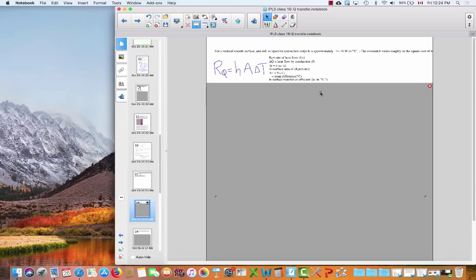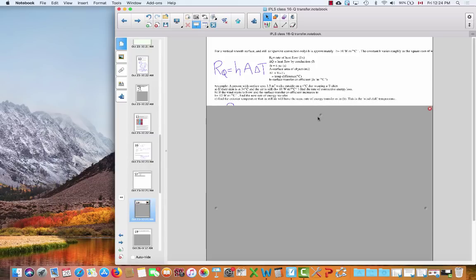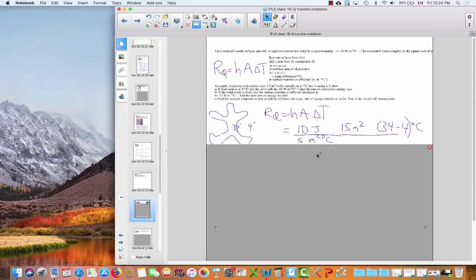Let's do a simple example. We'll consider a person going outside on a cold day. Their skin temperature is 34, and the air temperature is 4 degrees. So the rate at which they lose energy to the air is given by h, the surface transfer coefficient, their surface area, and the temperature difference between skin and air.